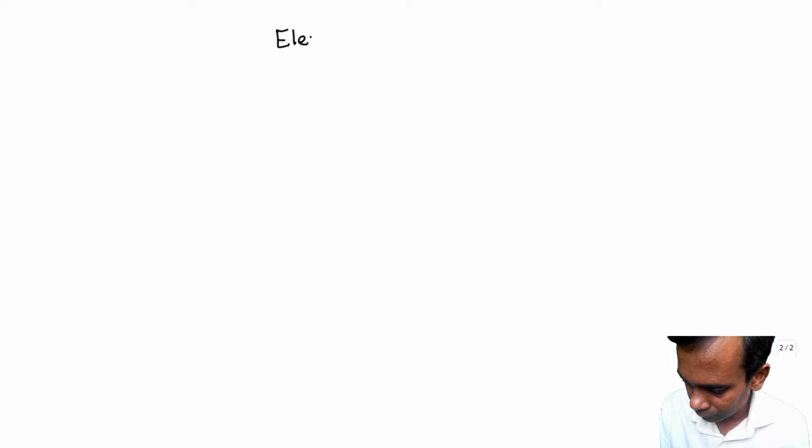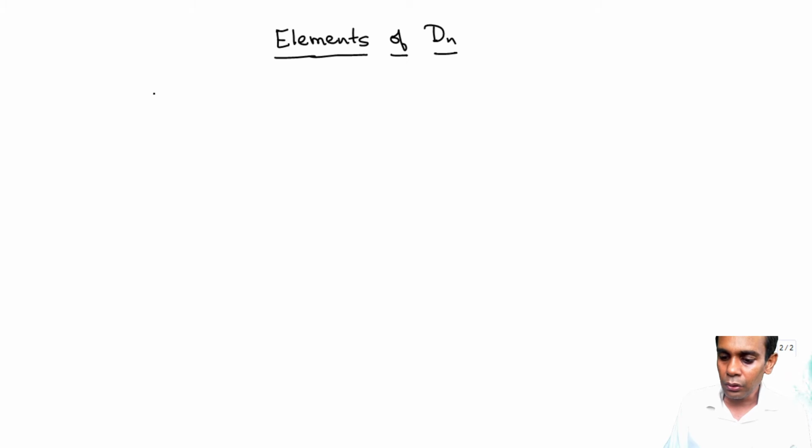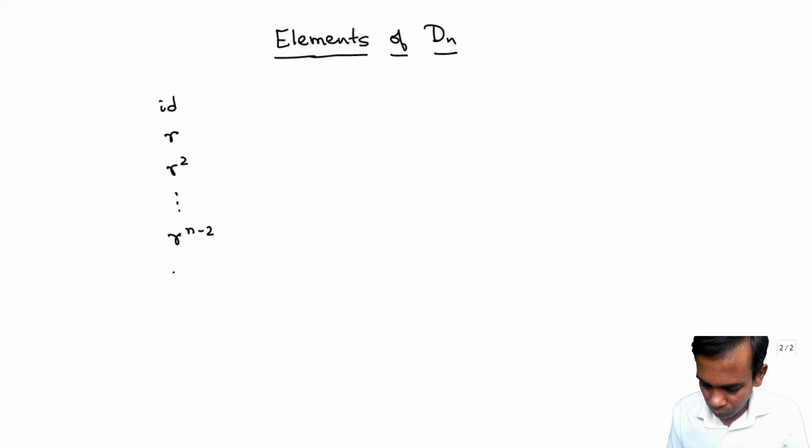I'm going to try to write down these 2n elements. So I'm going to make a table here. Firstly, I have the identity element. Every group has an identity element. So this is just the identity permutation. Then I have r, I have r squared, and so on. I have r to the power n minus 2, and I have r to the power n minus 1. And then r to the power n is equal to the identity. So these elements are what are called rotations.